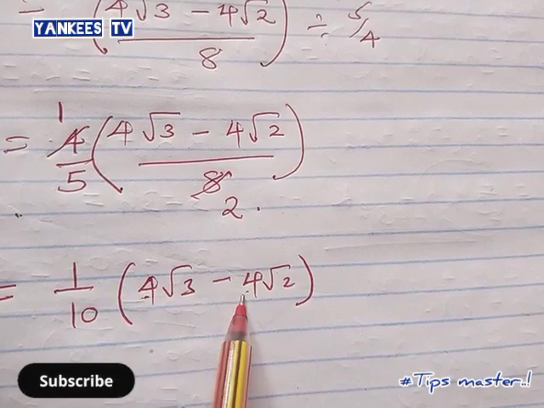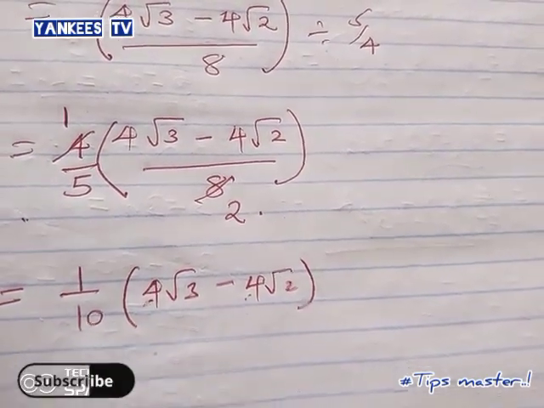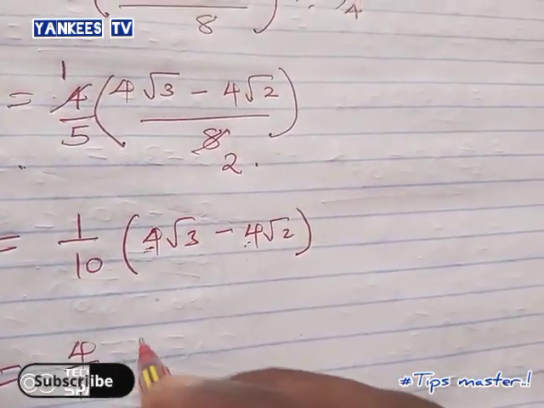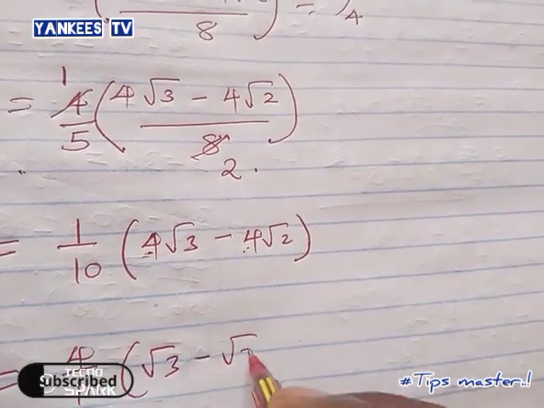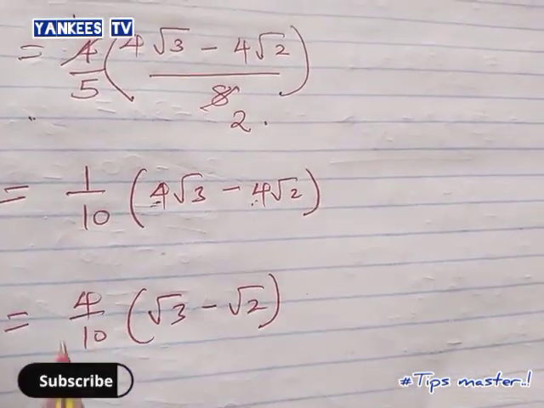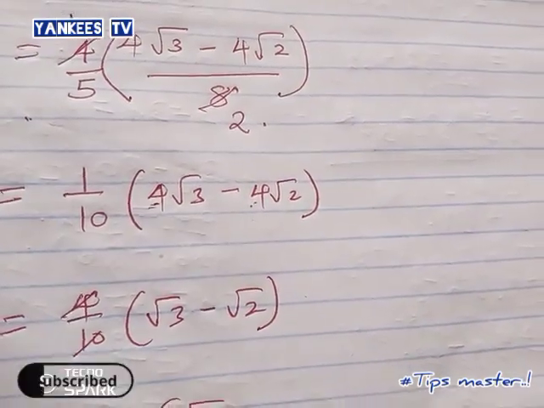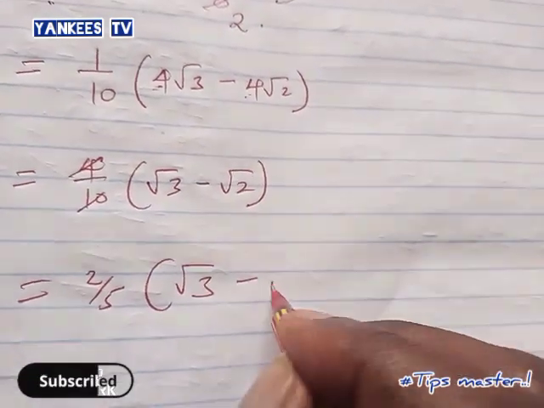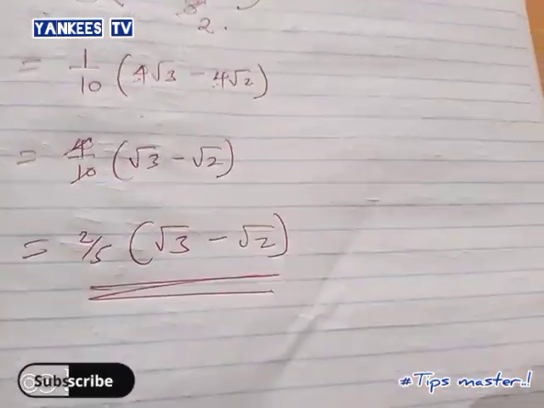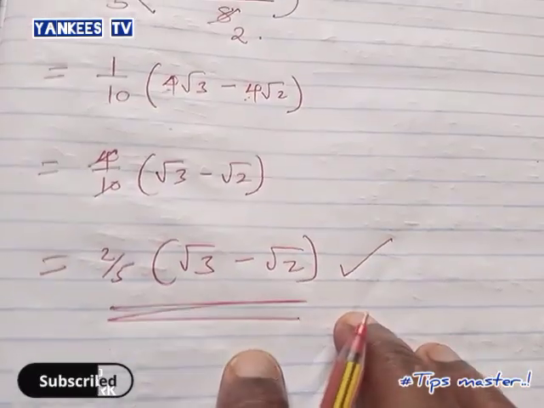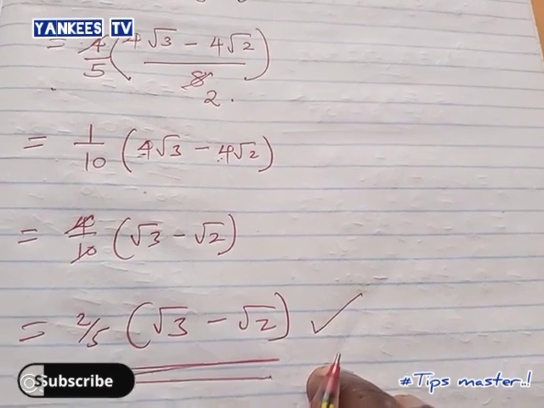We can see 4 is a common factor. So factorizing it outside, we shall have 4 over 10 into root 3 minus root 2. We still have to simplify this as 2 over 5 into root 3 minus root 2. And that shall mark the end of our equation, and the final answer of our question.